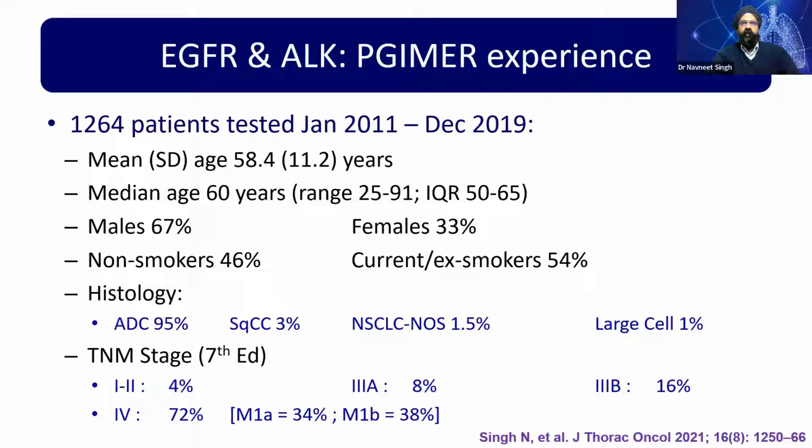And just to go a little more into this, our 10-year experience shows that the majority of the patients are males, 2:1 compared to females. Non-smokers are fewer than the current or ex-smokers in terms of molecular testing, and it is largely or almost exclusively driven by adenocarcinoma, 95%, and 72% are stage 4 for these patients tested, as one would expect.